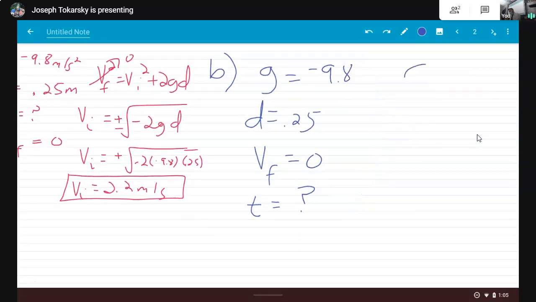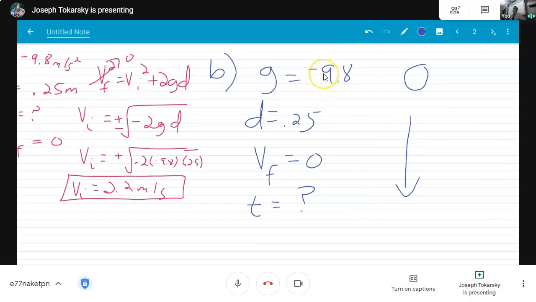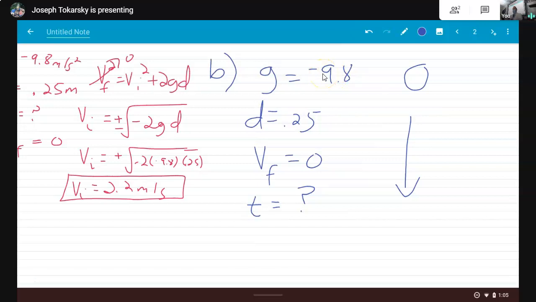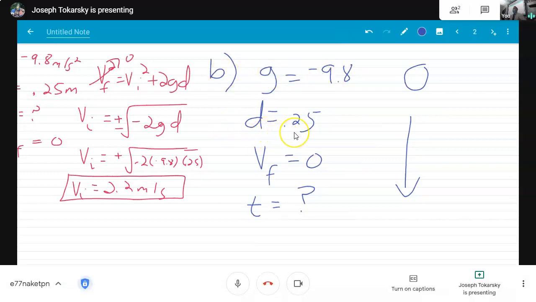Let's consider the ball going down instead of on the way up. Well, we gotta relook at every one of our givens. No matter what, g is still negative 9.8, right? That can't change that sign. No matter what, we said that has to always be that. But now, instead of going up 0.25 meters, we're going down 0.25.